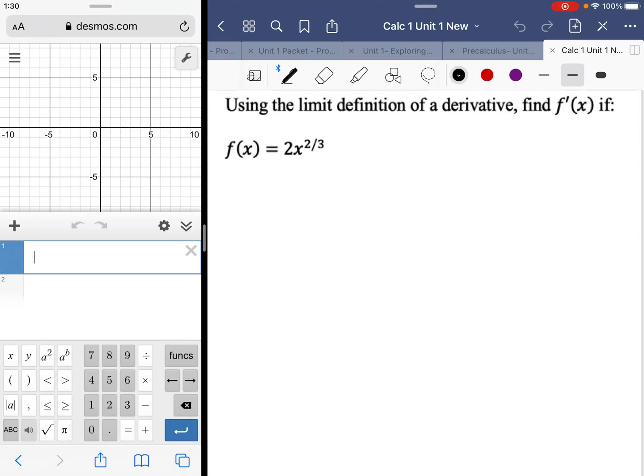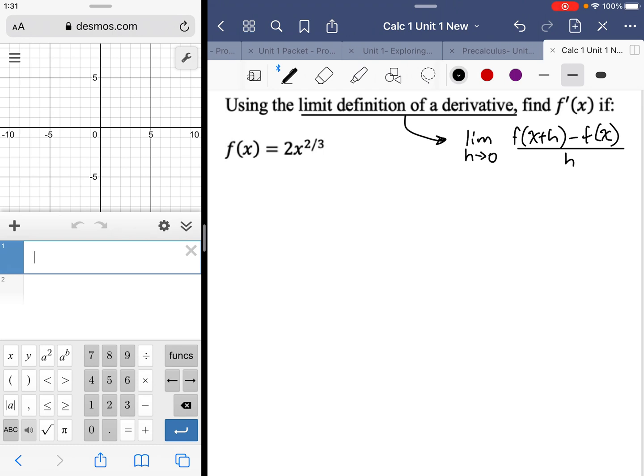Just an example involving the limit definition of a derivative for the fractional exponent function 2x to the 2/3 power. So if we're using the limit definition, there's a couple of variations, but we'll go with the typical one. Limit as h approaches 0, f of x plus h minus f of x all over h.